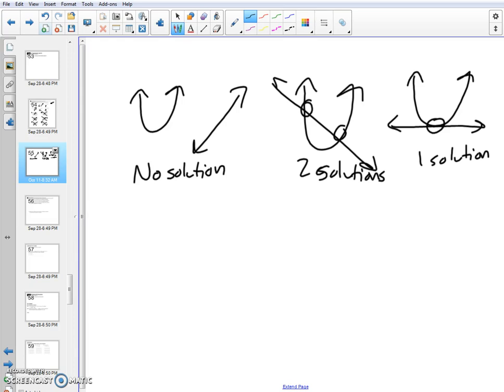Let's think about 2 parabolas then. So we saw in the last example parabolas that had 2 solutions.